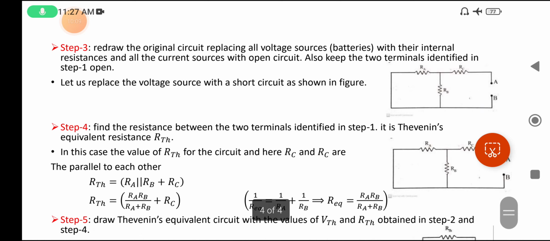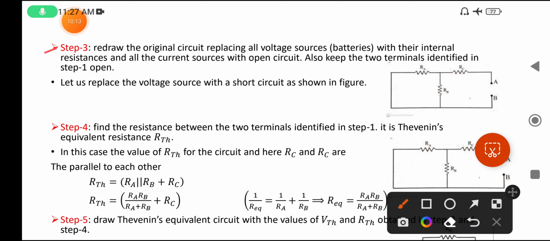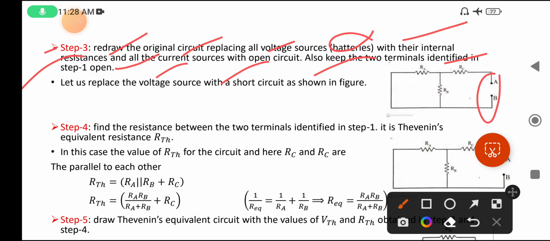Next, step 3. What do we have to do in step 3? Step 3: redraw the original circuit replacing all the voltage sources, meaning batteries, with their internal resistances, and all the current sources with open circuit. Also keep the two terminals identified in step 1 open. So in step 1 we identified the terminals and kept them open, see here.